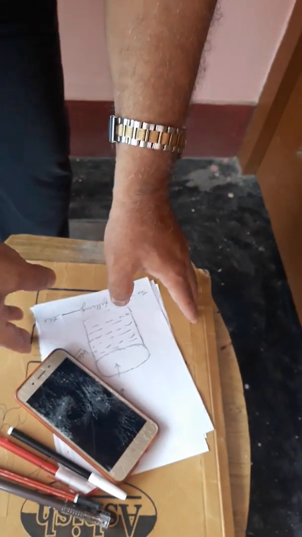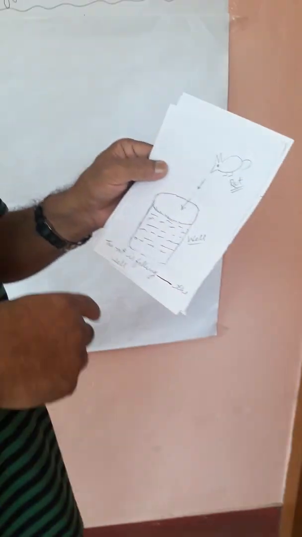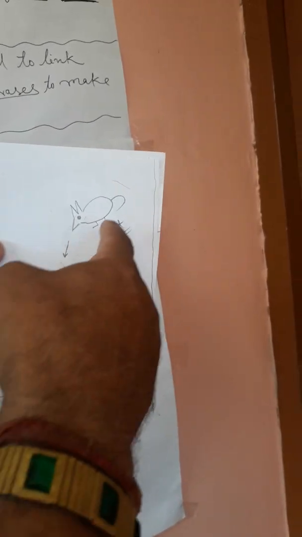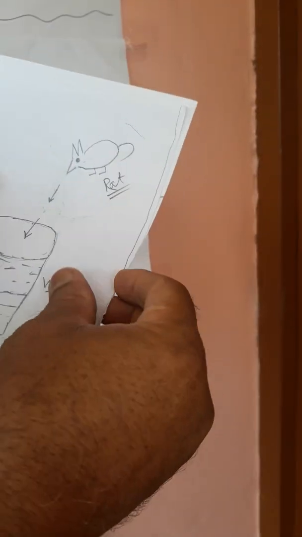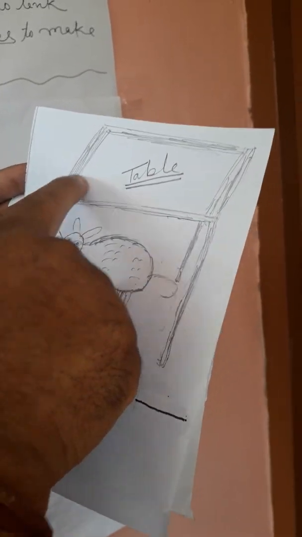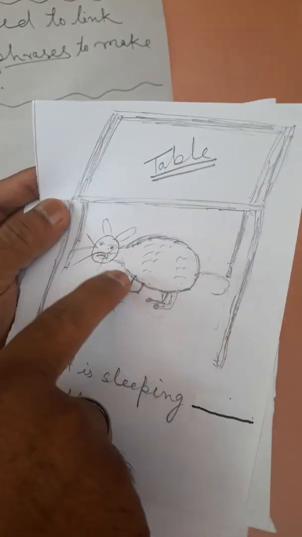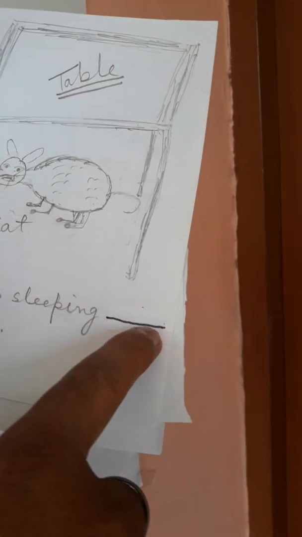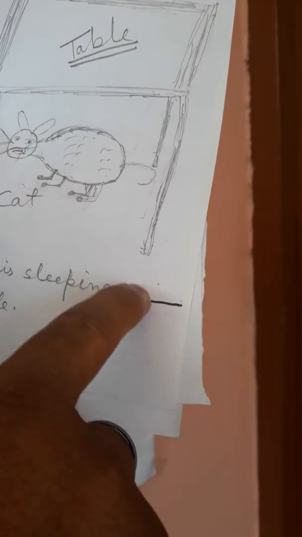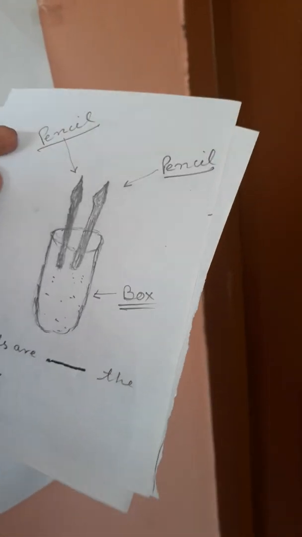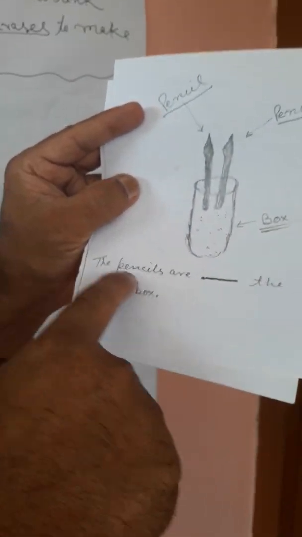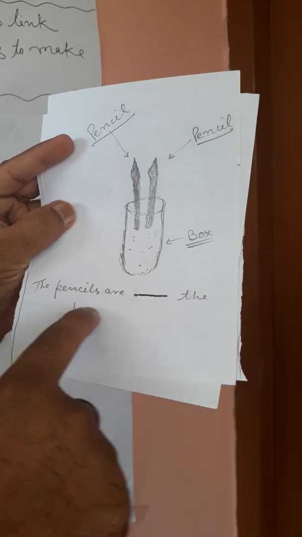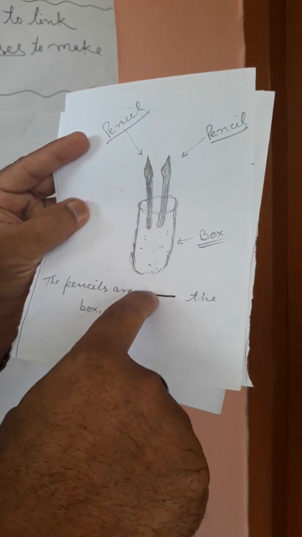Now see, several things, students. I have made several pictures and you have to fill in the blanks. See here. Here is a well and the rat is falling the well. You have to fill in the blanks. Another thing. Here is a table and here is a cat. The cat is sleeping where? The table. Which preposition will be used here? You have to fill it. Another thing. Here is a box and here are some pencils. You have to write the pencils the box. Where? You have to fill here the preposition.